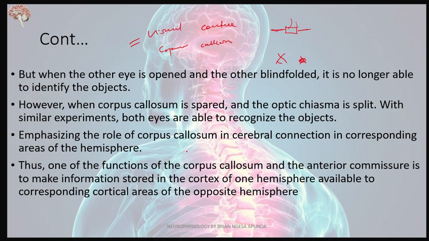So that means that even if you are having the left part as the dominant part, information getting through the right can still flow through the corpus callosum, thus emphasizing the role of the corpus callosum in the cerebral connection in the corresponding area of the hemisphere. That's one of the functions of the corpus callosum and the anterior commissure.